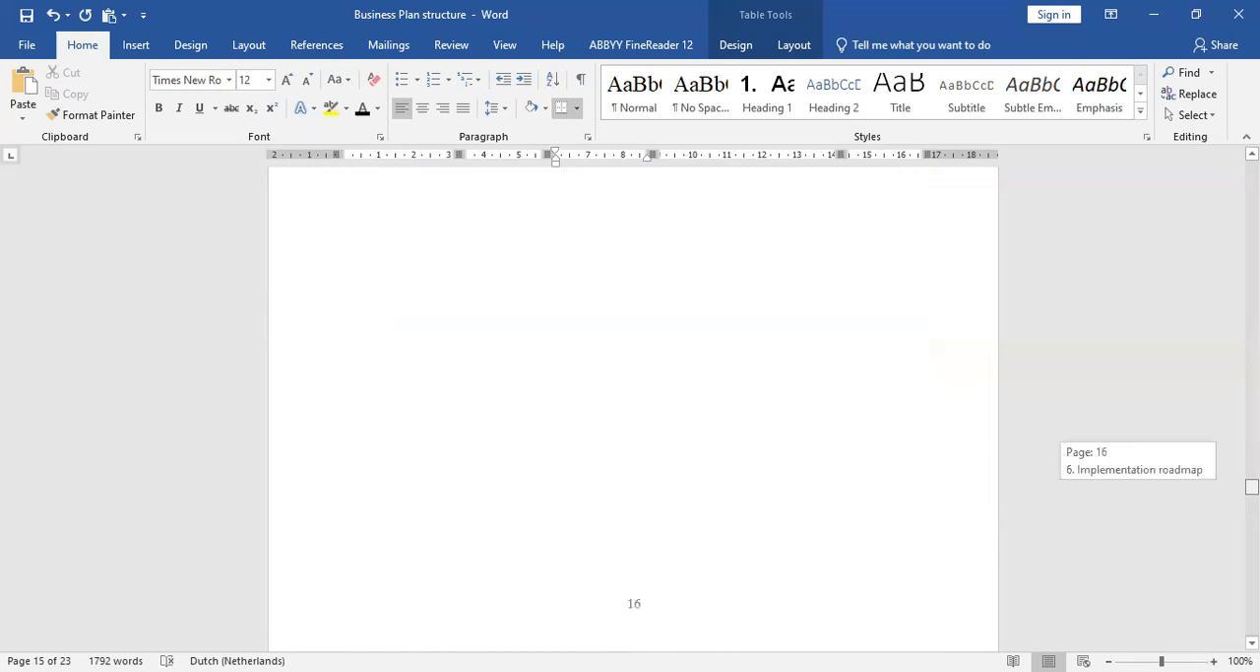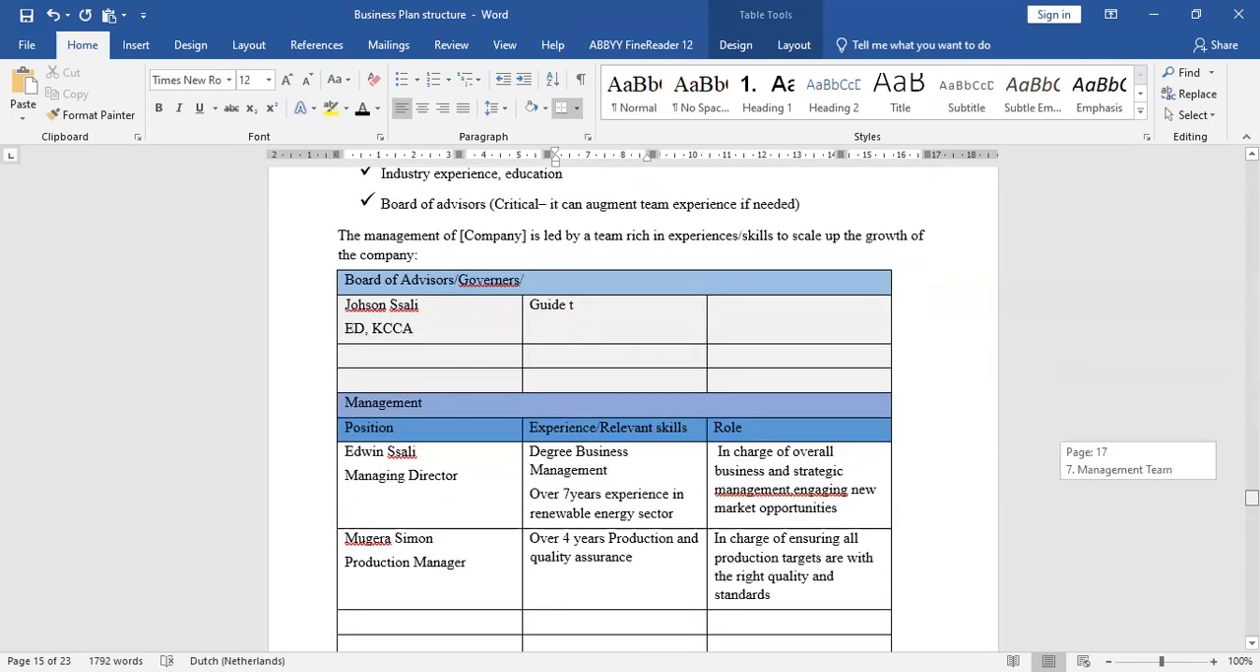Okay, we finished the roadmap and went to the management team, and the management is one of the core important areas. Why? People do not invest in buildings. We do not invest in machines. We invest in people, the people who are running that business. So their qualifications, their experience, their background is very important when you are justifying.